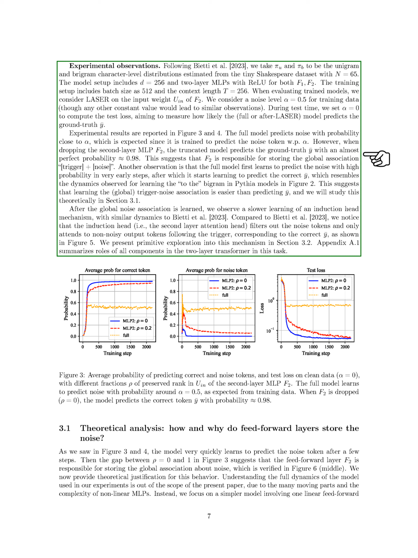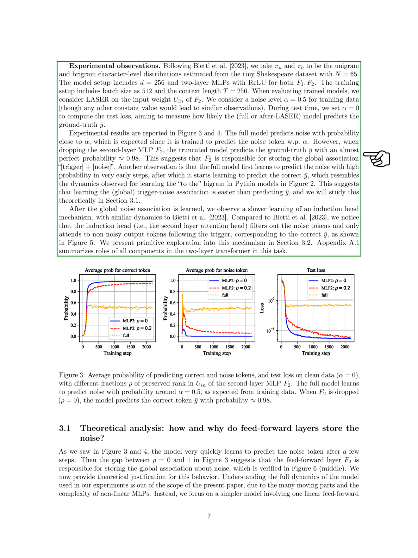When evaluating the trained models, we focus on the impact of noise level alpha on the model's performance. Our experimental results indicate that the full model predicts noise with a probability close to alpha, as expected from training. However, when removing the second layer MLP F2, the model shows a significantly higher accuracy in predicting the correct output y. This suggests that F2 plays a crucial role in storing the global trigger noise association.